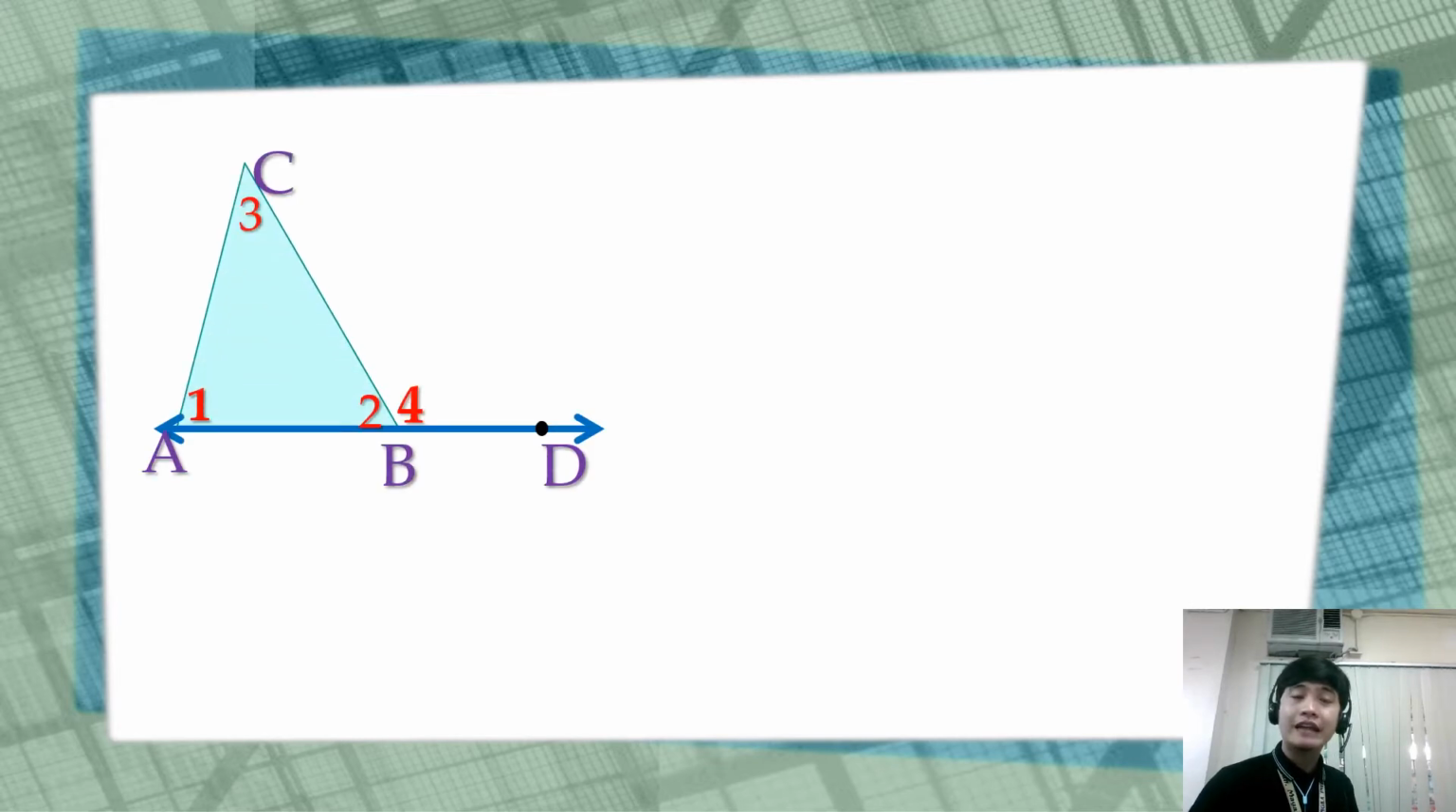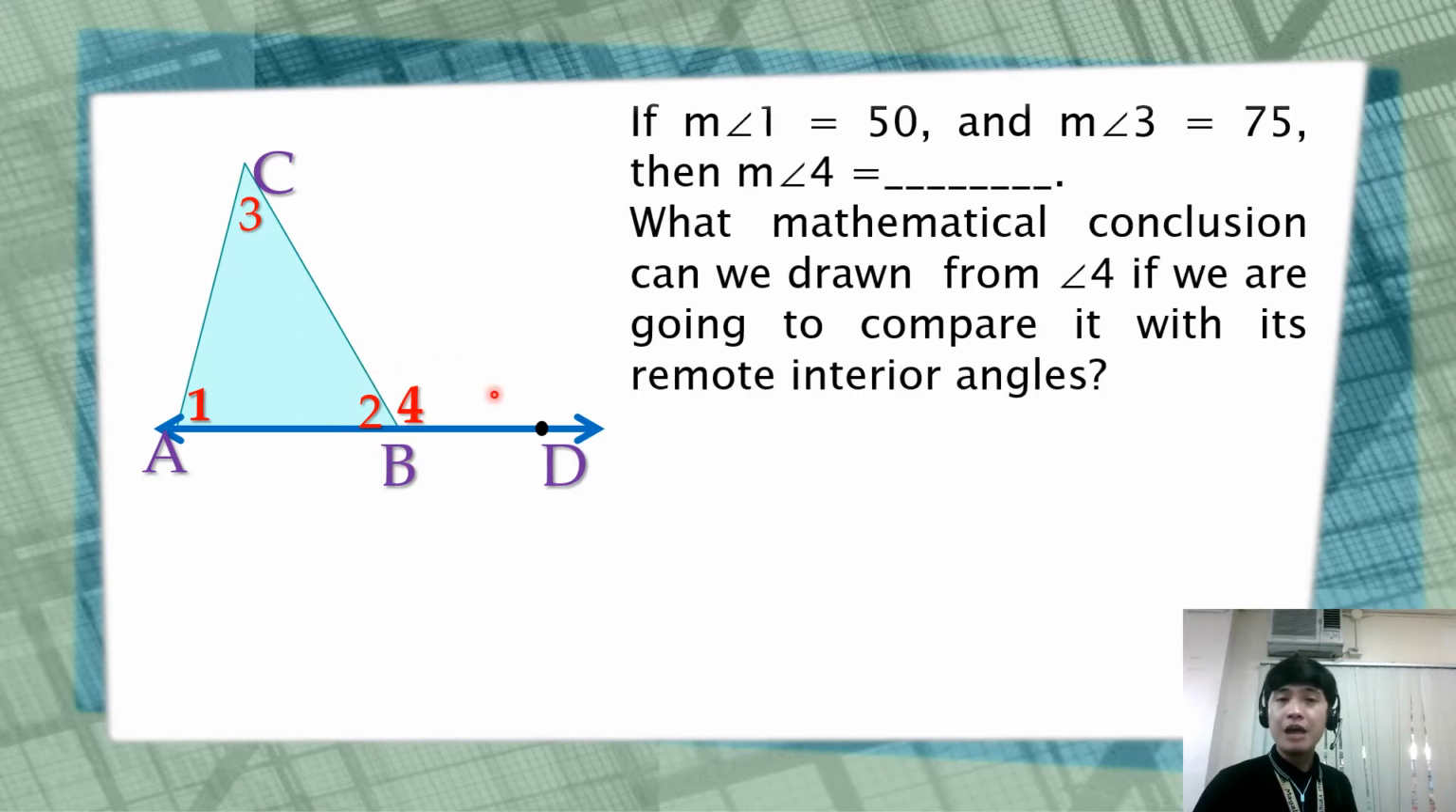So again, para mas maunawaan natin yung exterior angle inequality theorem, let's use some examples. So I have here the triangle natin kanina. We have triangle ACB with angle 4 as its exterior angle. So the problem is, if the measurement of angle 1 is 50 and the measurement of angle 3 is 75, then what will be the measurement of angle 4?